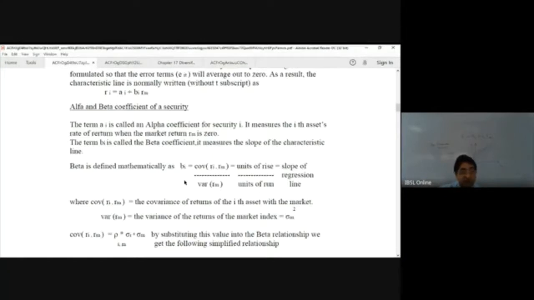So in other words, beta means, in relation to the market return, how the stock returns behave. In relation to the market return, how the stock return varies with market return. So that is what it means.